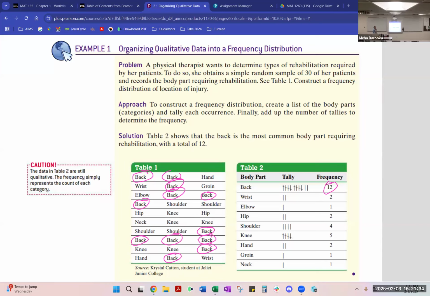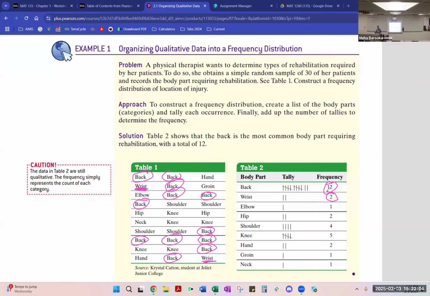Then we go down and we say, okay, wrist. How many people needed physical therapy on their wrist? So we've got wrist, wrist. Okay, so apparently it's only 2 people who need wrist, right? So you basically take each of the words, in this case those are our categories, and then we see how many people need the physical therapy on that, and that's basically how you come up with your frequency distribution table.